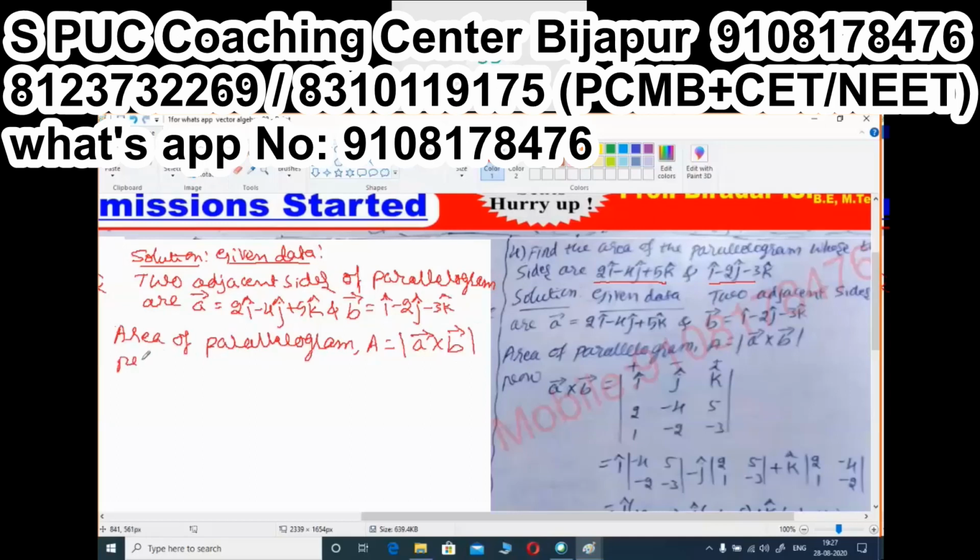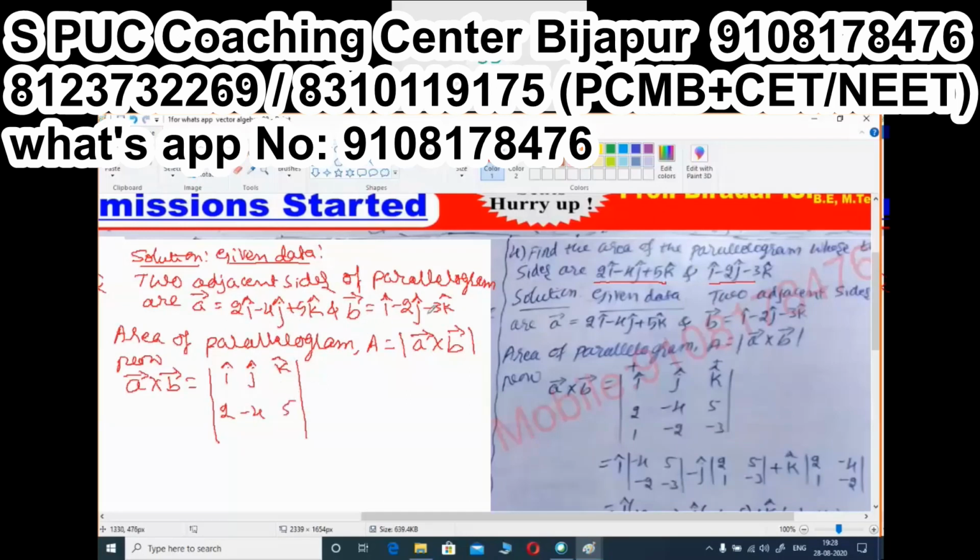So first we shall find a cross b. A cross b is the determinant of i cap, j cap, k cap. Next, in the second row you are going to use the first vector coefficients of i, j, k caps. So the i cap coefficient is 2, next is minus 4, next is 5.